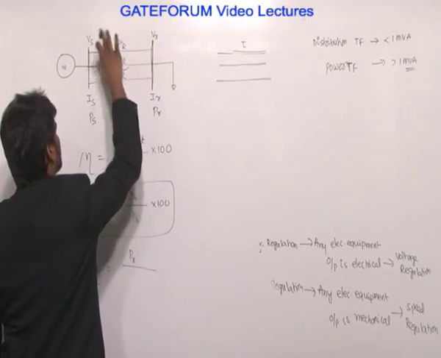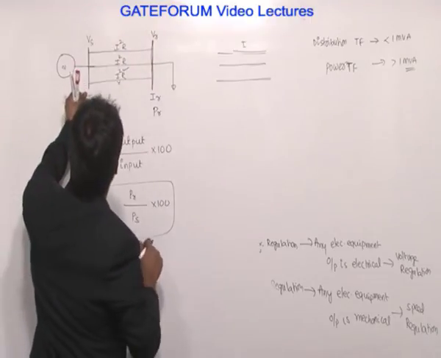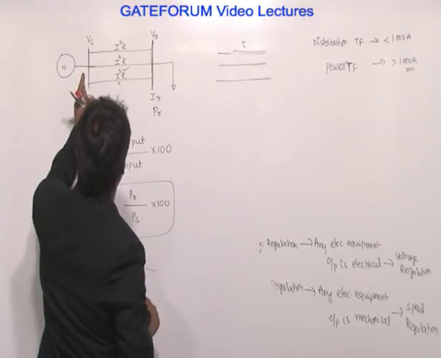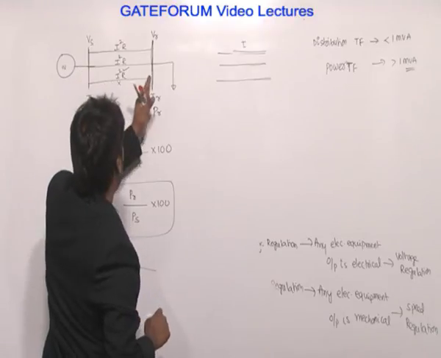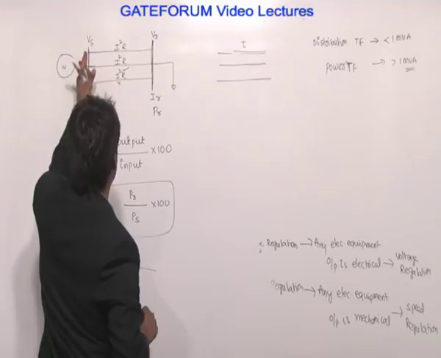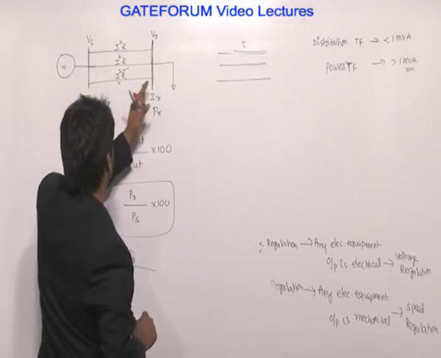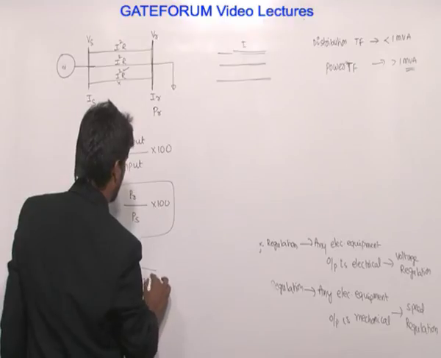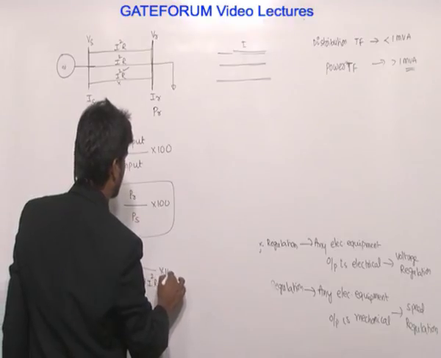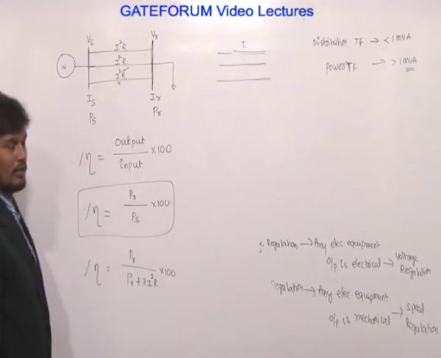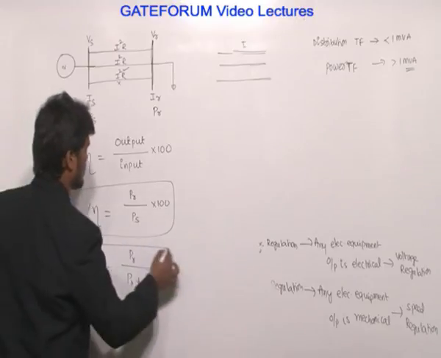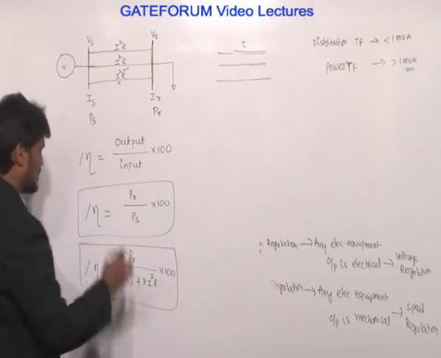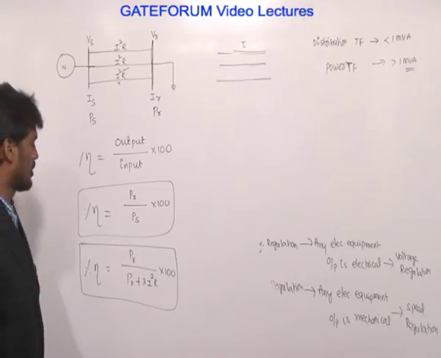receiving end power plus losses in the line. Sending end power is equal to, as already studied in machines, input power is equal to output power plus losses. The input power is PS, which is equal to output power PR plus losses in the line, which is 3 I square R, into 100. Therefore, efficiency is equal to receiving end power by receiving end power plus 3 I square R.